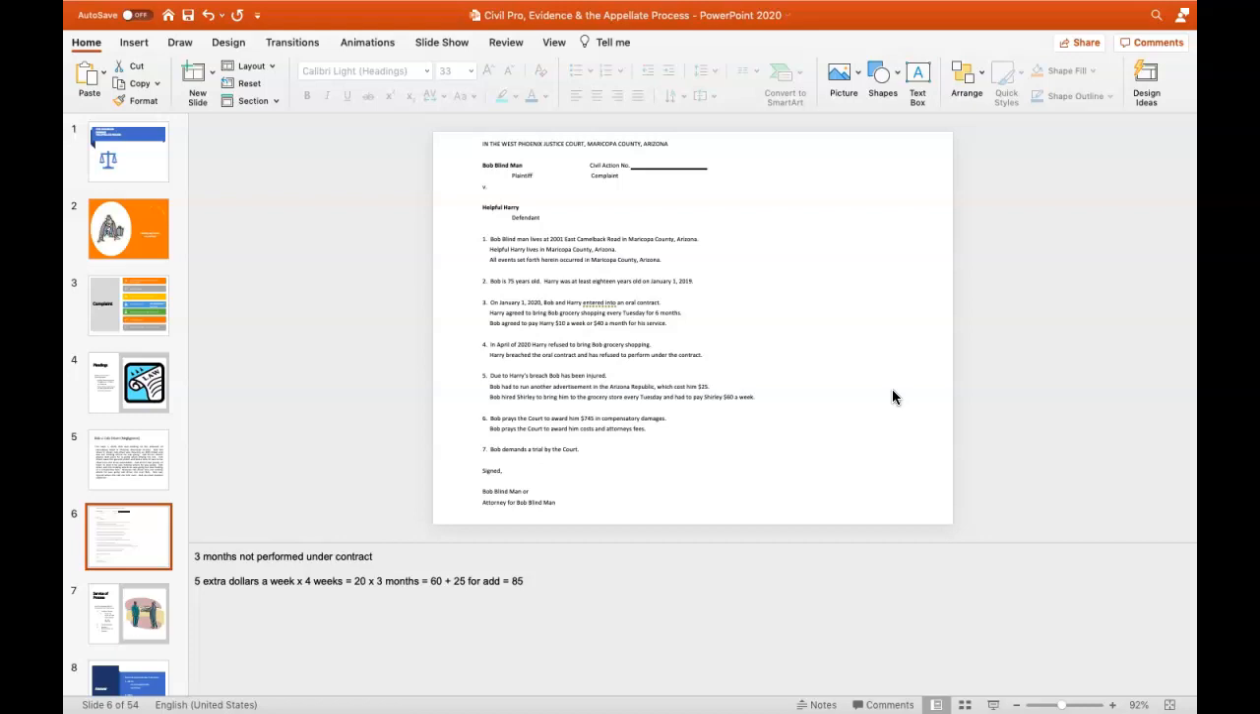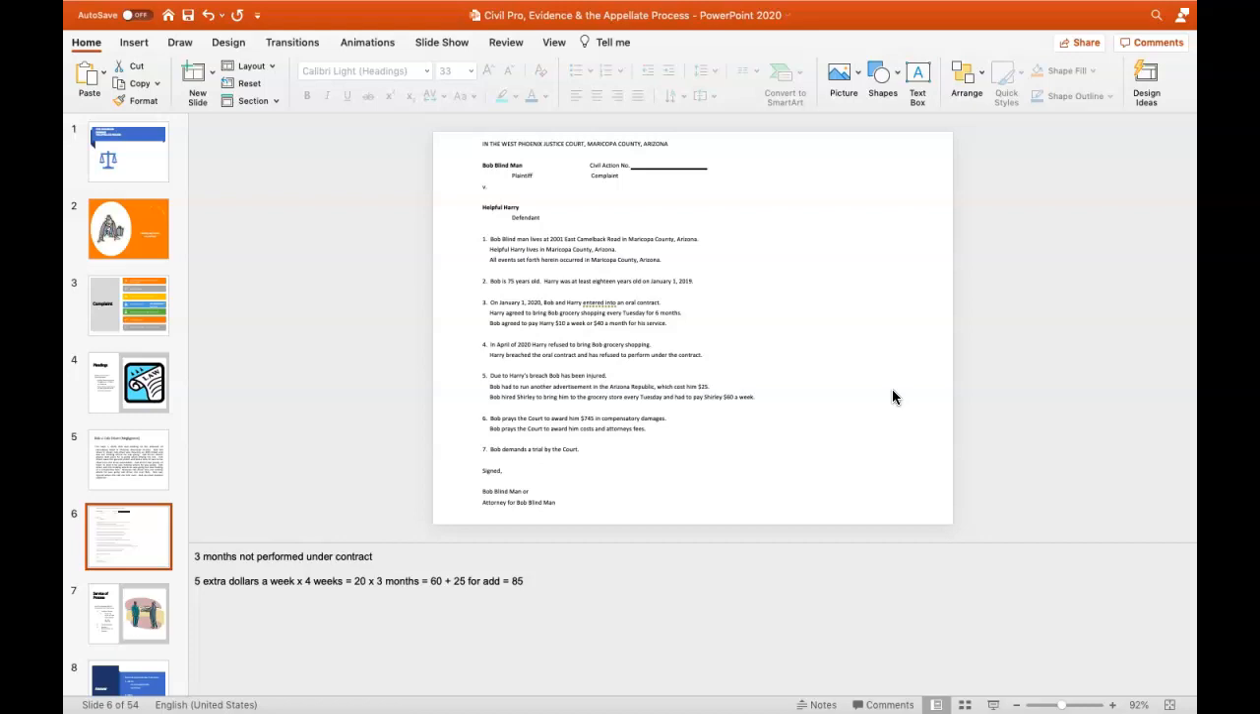Number 6, Bob prays to the court to award him compensatory damages, $745 in compensatory damages. Bob prays to the court to award him costs and attorney fees. Number 7, Bob demands a trial by the court, signed Bob Blindman or attorney for Bob Blindman.